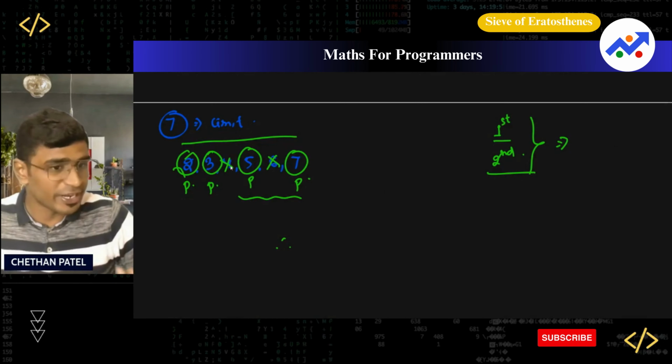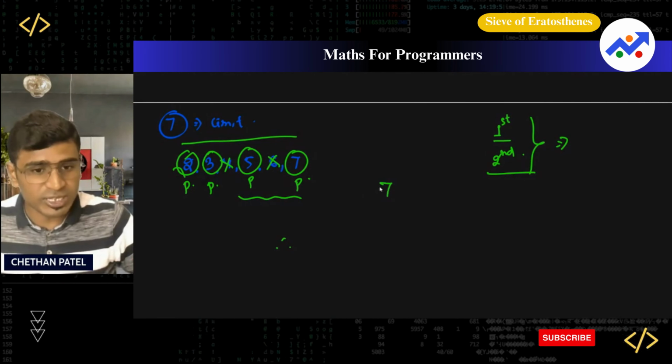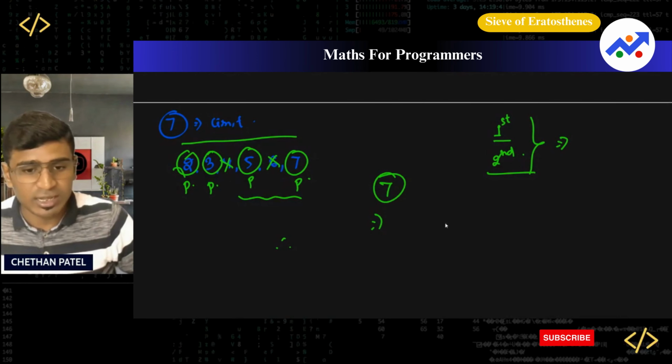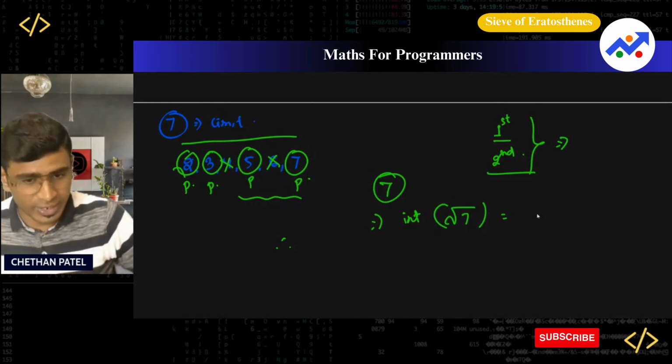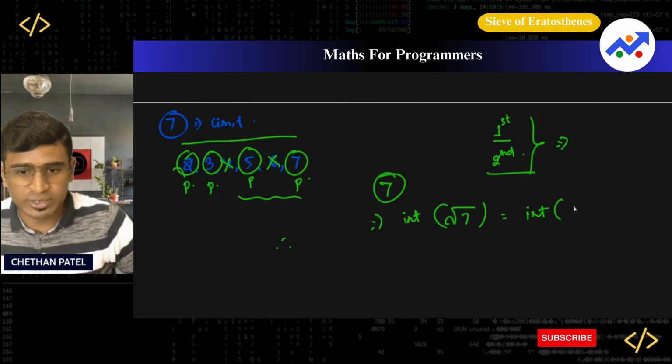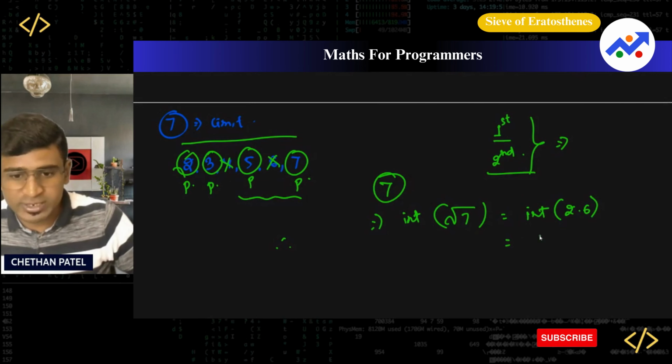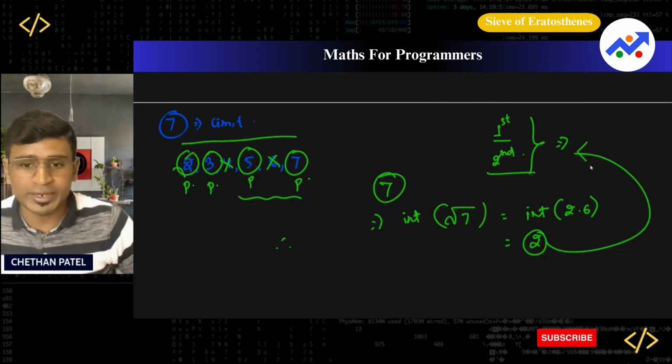Suppose you wanted to identify the prime numbers up to 7. How many iterations do you need? Int of root 7, which is int of 2.6, is essentially 2. You just need 2 iterations.